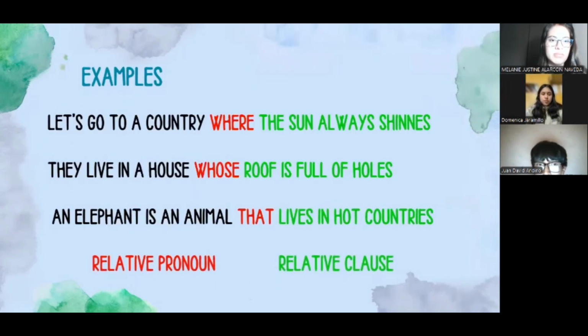Example: let's go to a country where the sun always shines. They live in a house whose roof is full of holes. An elephant is an animal that lives in hot countries. The words in red are the relative pronouns and the words in green are the relative clauses.